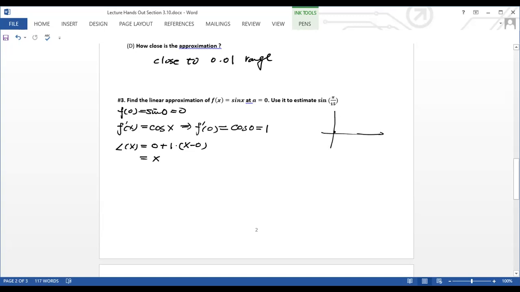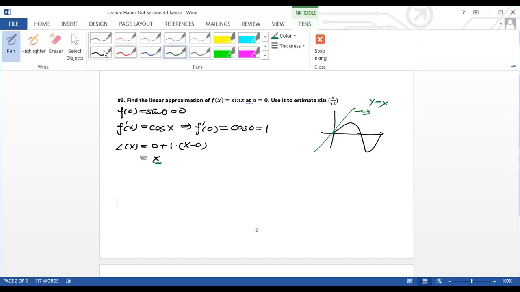So here, this is my sine function, right? Based on this linear approximation, how do I approximate the value of the sine when it's very close to 0? I can use this line, y equal to x, just like we derived. It's pretty cool, right? I can approximate the value of the sine function by using this straight line.